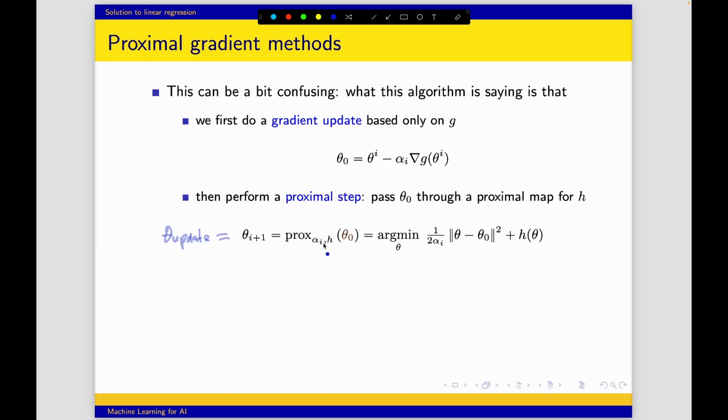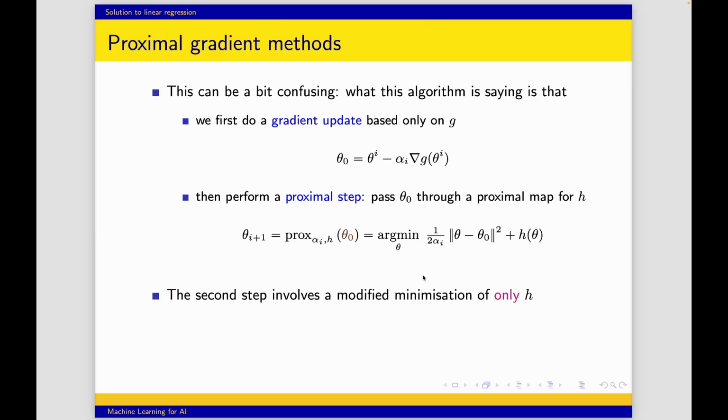Theta update equals theta I plus 1, which is just the proximal map with parameter alpha I, our function h, evaluated at theta naught, this thing here, which is this by definition. It's the argmin of this function over theta. So this is the two-step procedure that I was talking about. The second step here involves a minimization of h modified by adding this term to it. So it's like a penalized minimization of h. This part is easy. This part is where all the work will be done.